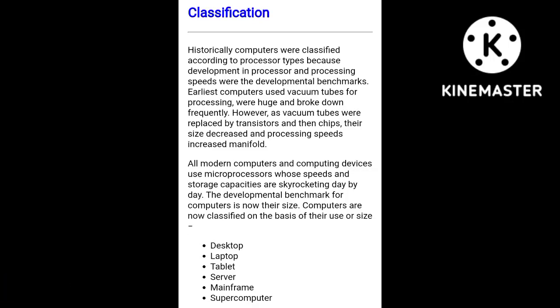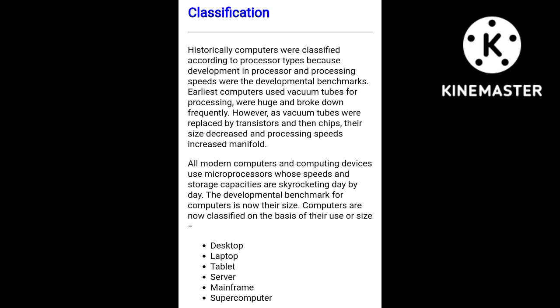Classification. Historically, computers were classified according to processor types because development in processor and processing speeds were the developmental benchmarks. Earliest computers used vacuum tubes for processing, were huge and broke down frequently. However, as vacuum tubes were replaced by transistors and then chips, their size decreased and processing speeds increased manifold. All modern computers and computing devices use microprocessors whose speeds and storage capacities are skyrocketing day by day.